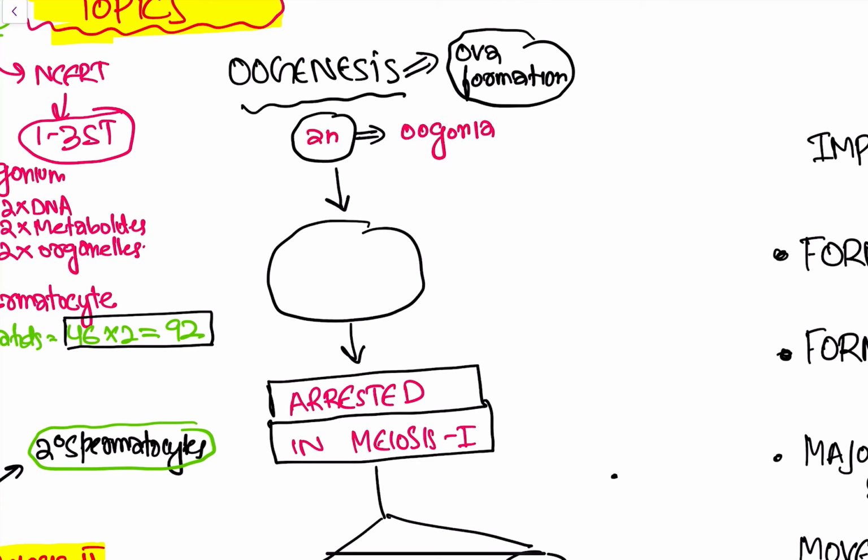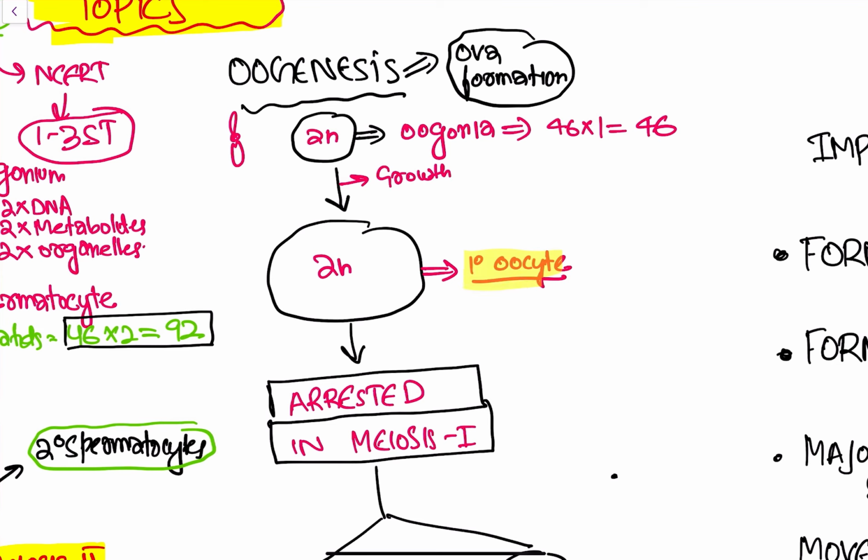Oogonia are again diploid cells, and the total number of chromatids will be 46 into 1. Each chromosome will have a single chromatid, that is 46 chromatids. Now again, this undergoes a growth phase. It forms the largest cell after duplication of DNA, organelles, etc. That cell is called the primary oocyte.